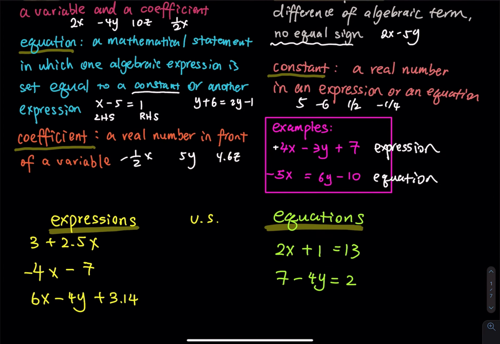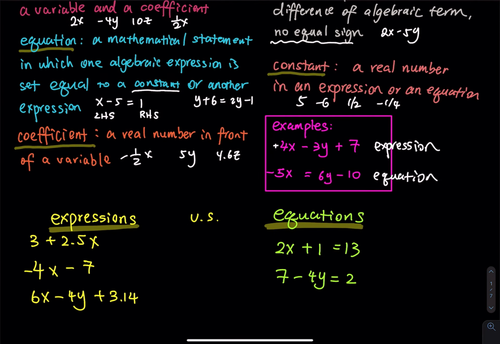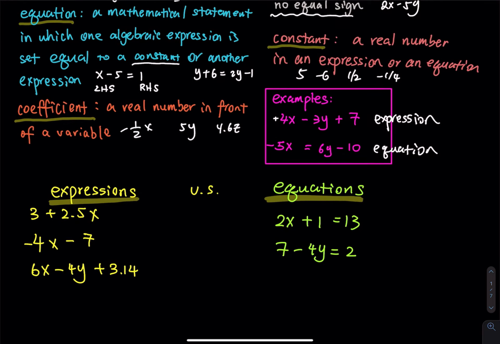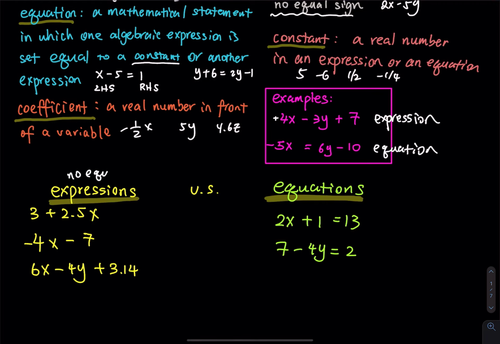So let's do some examples. I have some expressions and some equations. How do you know that the three lines you see on the left are expressions? Because there is no equal sign, right? What about an equation? An equation has an equal sign, left hand side equals right hand side. How many algebraic terms do you see in the first one? There is one algebraic term, that is 2.5.